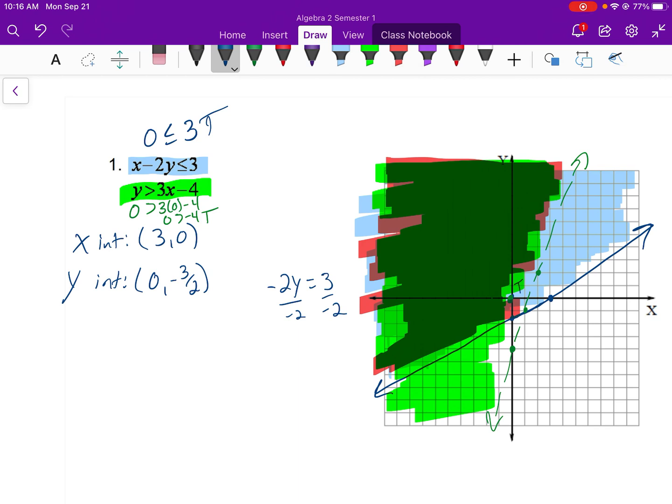Now, if you do it this route, things can get a little bit messy. So if you do this on a test or quiz, what I want you to do is point to that area where the solutions are.